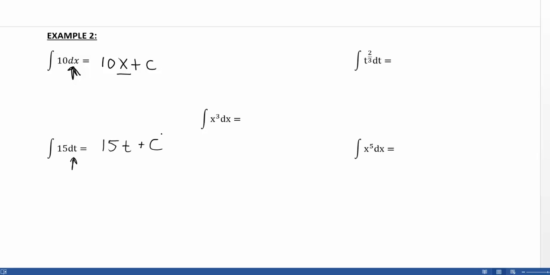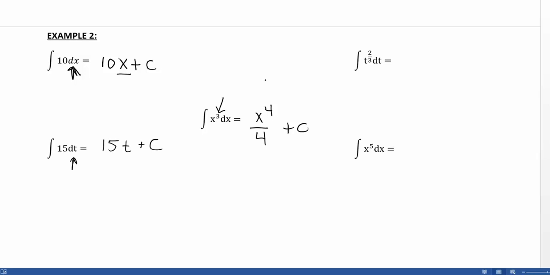Now, the other questions here are going to require my power rule. So I need to remember that one. And that's the one that we'll probably use most frequently. So remember, I'm going to add 1 to the power and then divide by the new power. So for x cubed, I'm going to get x to the 4th divided by 4. So I added 1 to the power and then I divided by the new power. I have to add first to get the new power and then divide by that number.